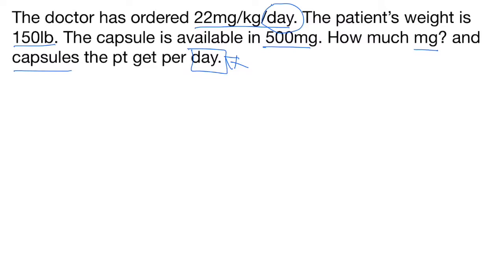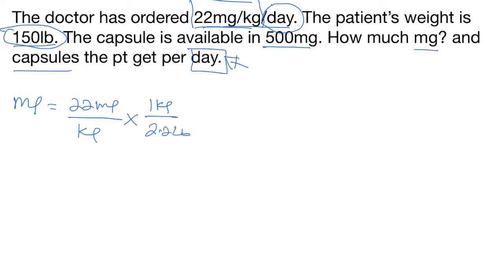Now it's asking us for milligram. That's how we should set it up. Then we know the order is 22 milligram per kg. Times, we have the patient's weight in pounds, so we have to convert from the kilogram format to the pound format. So we'll multiply this by 1 kg divided by 2.2 lb. Now we have pound, multiplied by 150 lb.